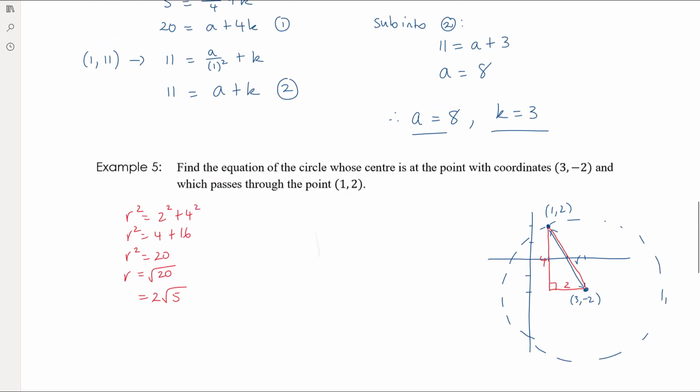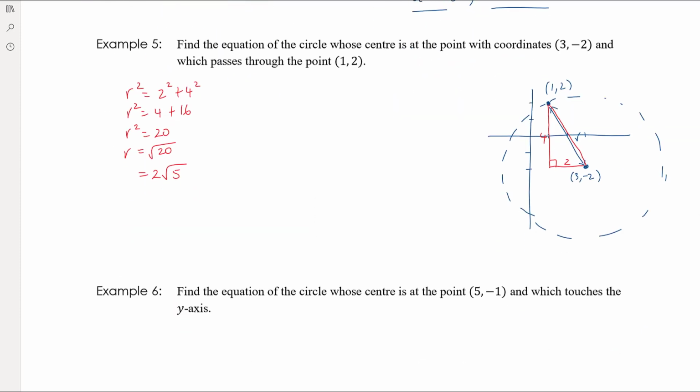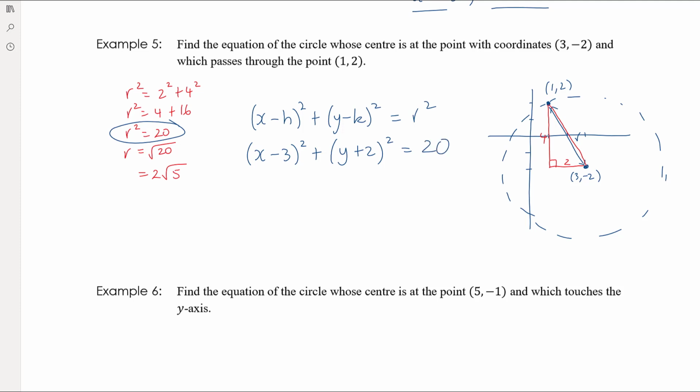So the equation of a circle is x minus h all squared plus y minus k all squared equals r squared, where h, k is the centre. So in this instance, we've got x minus 3 all squared plus y minus -2, so y plus 2 all squared equals the radius squared, which actually we have back here, radius squared is 20. And so there's the equation of that particular circle.